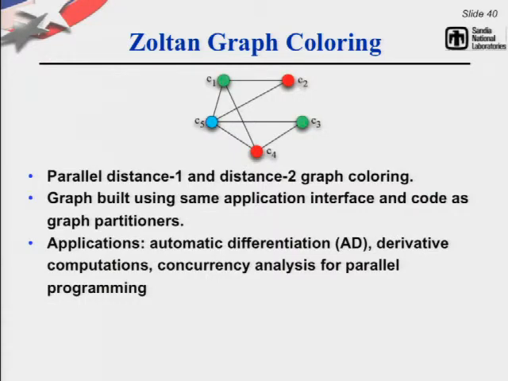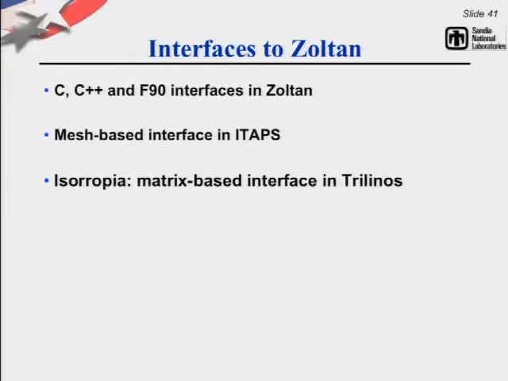And a more general model is graph coloring, and Zoltan provides parallel graph coloring using a couple of different types of algorithms and models for coloring as well. We have different interfaces. The default interfaces you get are C, C++, and F90, but you can also download other software to get higher level types of interfaces.